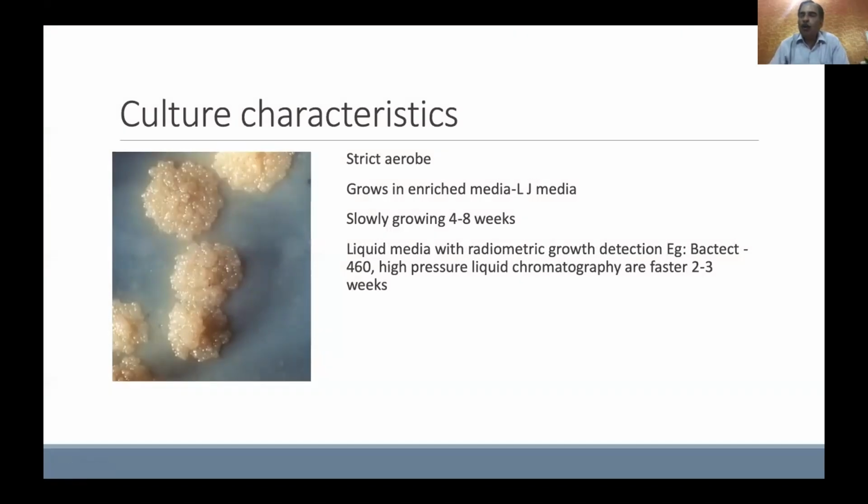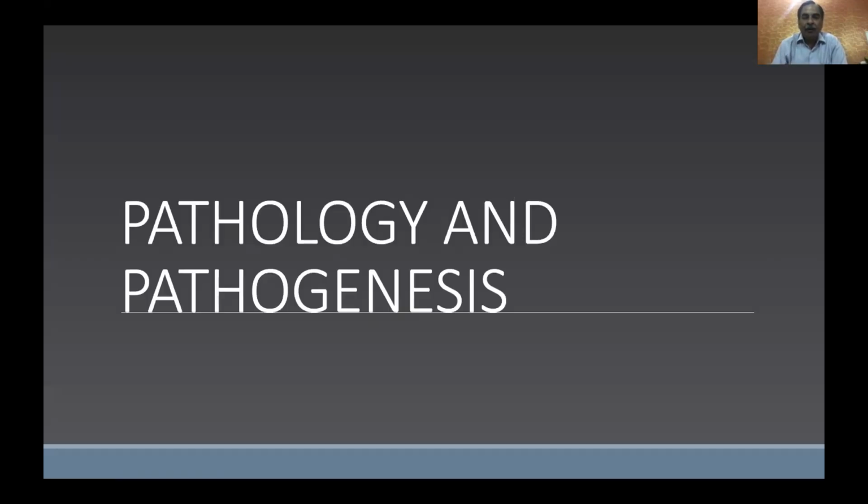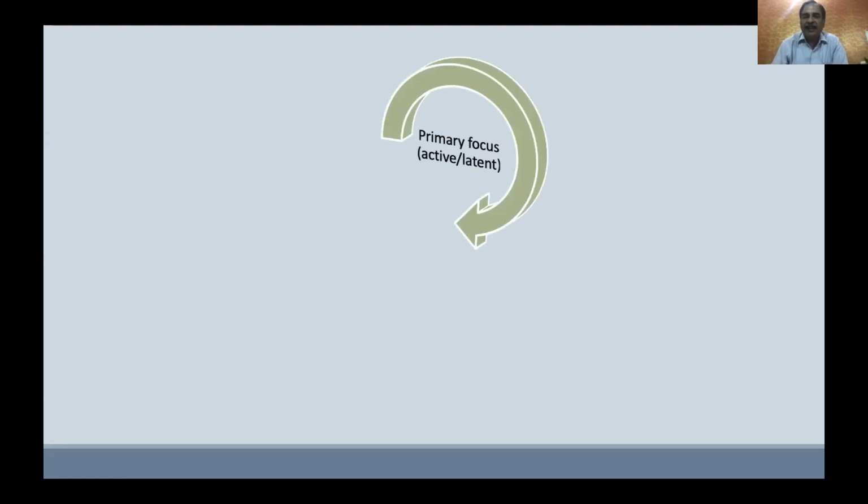It's a strict aerobe and grows in the enriched LJ media. It is very slow growing, taking about 4 to 6 weeks to grow. You can detect it faster with a liquid media with radiometric growth called BACTEC, with results available in 1 to 2 weeks. Now about the pathophysiology and pathogenesis, it always starts with a primary focus, which could be active or latent.